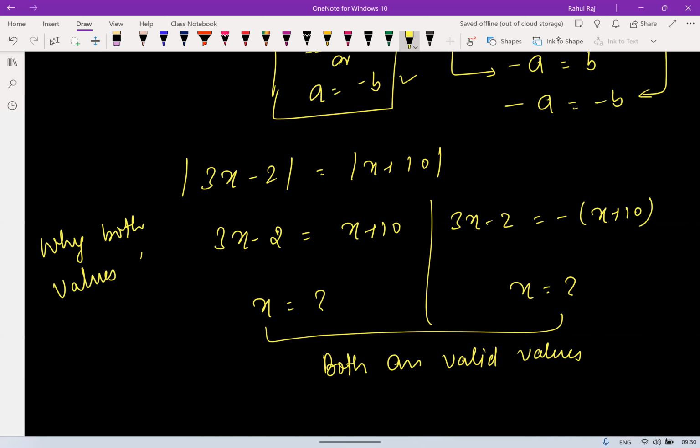That's the reason. For this one, I've got x is equal to 12 on one side and x is equal to minus 2 on the other side. So both are valid, x is equal to 12, and x is equal to minus 2, you solved also.